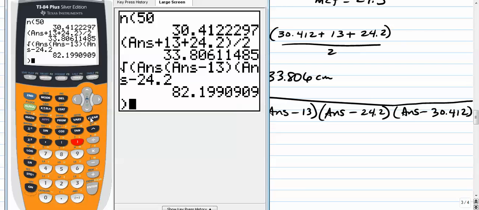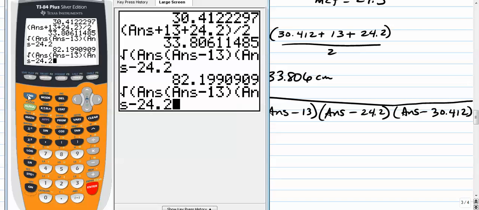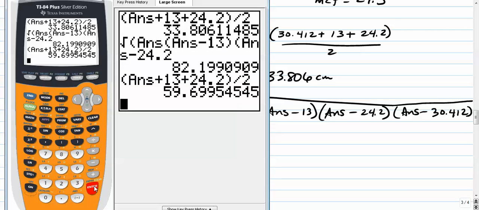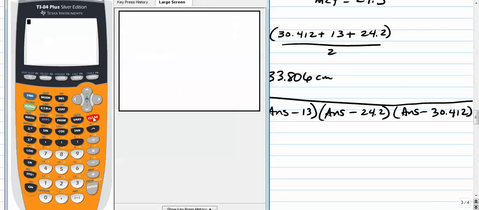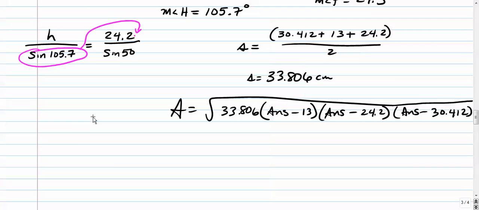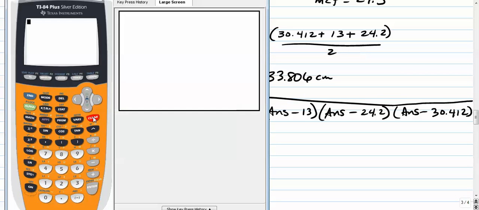Oops, screwed that up here. Oh boy. All right, when I do something like that, I'm just going to press second enter and then do it again. I'm trying to get this 33.806 back on the screen. Let's see if this will do it. I don't think it will. No. All right, no big deal. I'm kind of stuck here, but I'm just going to improvise.